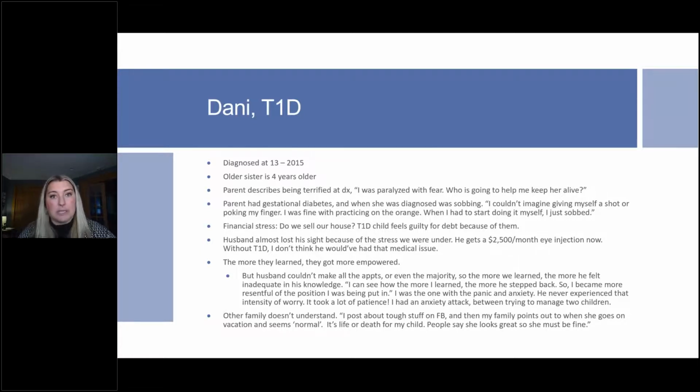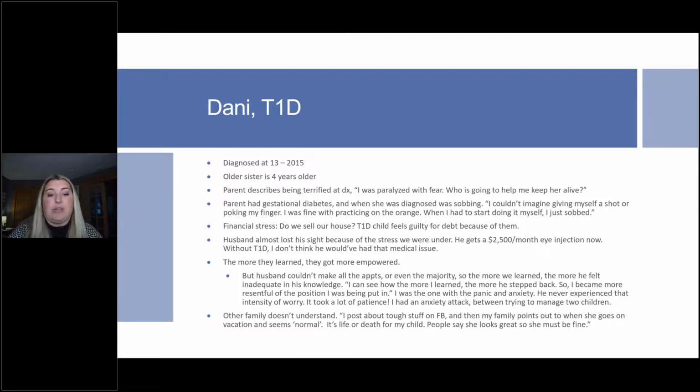The husband, we talked about adverse medical things that can happen to parents. The husband almost lost his eyesight because of the stress they were under. He still to this day has to get a $2,500 a month eye injection. She believes without type 1 diabetes, he would never have had this medical issue.